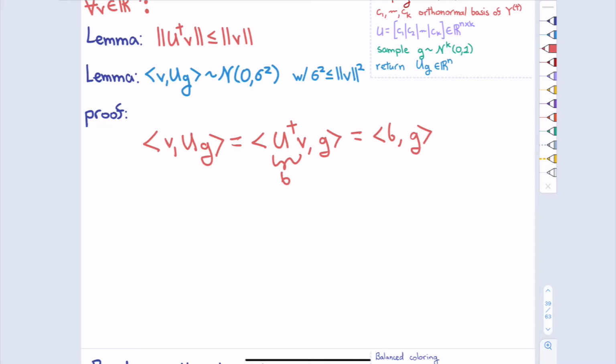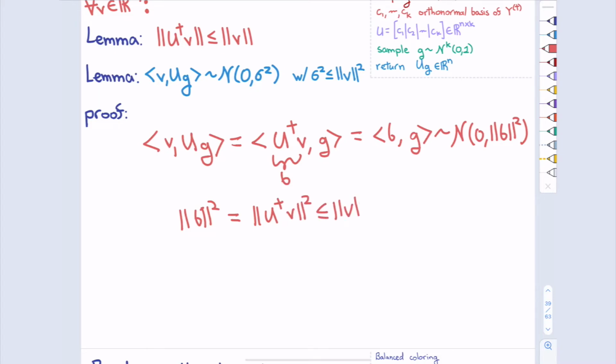This is a sum of Gaussians with coefficients given by B, right? So I know that this is distributed as a Gaussian with variance equal to the length squared of B. This is all coming from that Johnson-Lindenstrauss random projection discussion, okay? And the length of B, which is U transpose V squared, as we previously discussed, U transpose does not increase the length of a vector because it's just projecting onto a smaller subspace. Okay, all right, good.